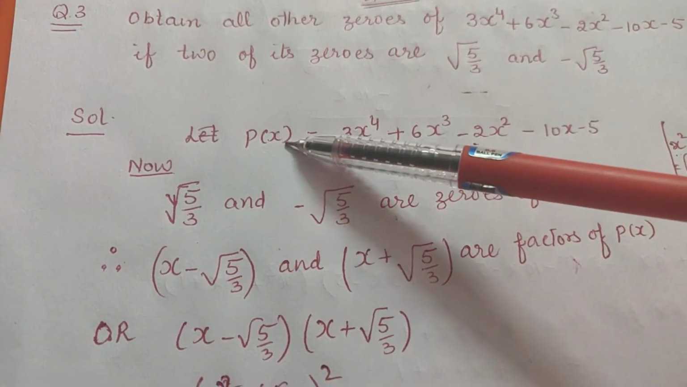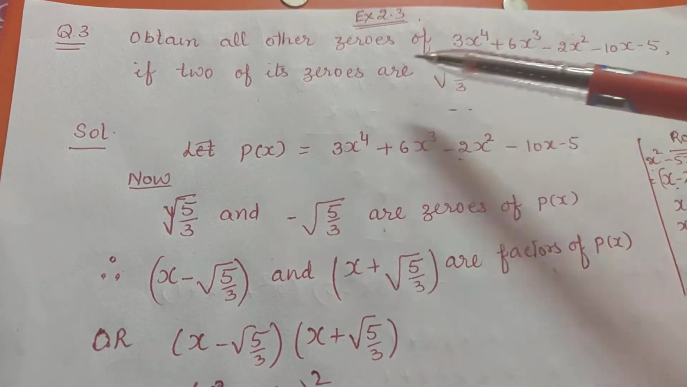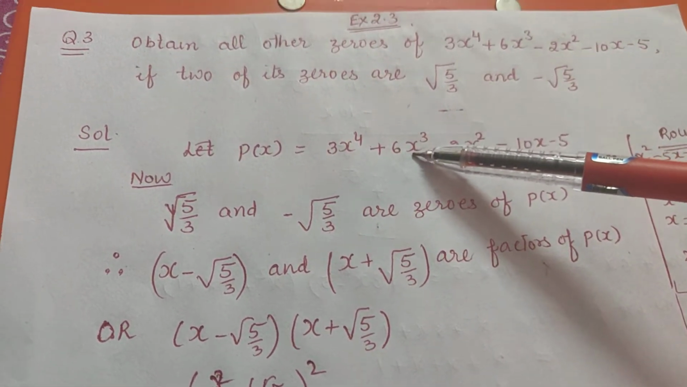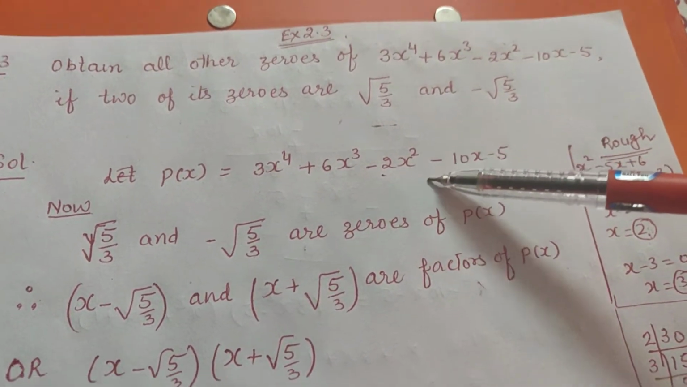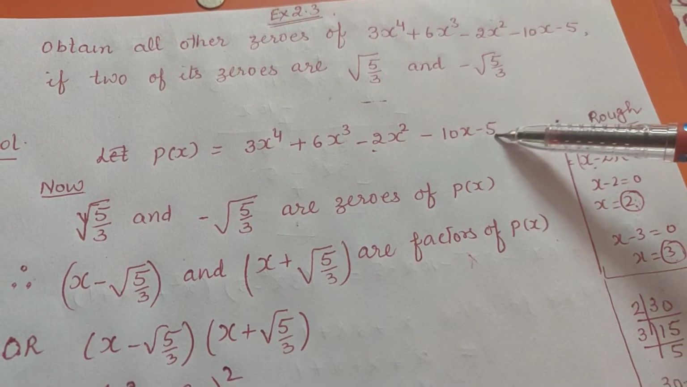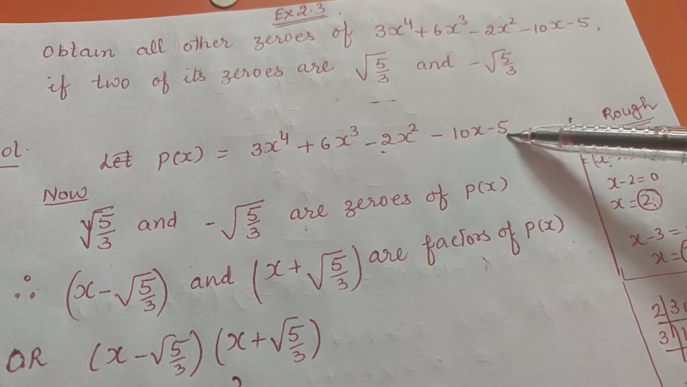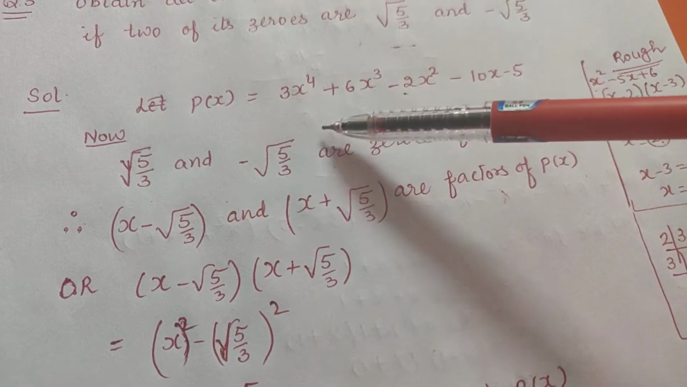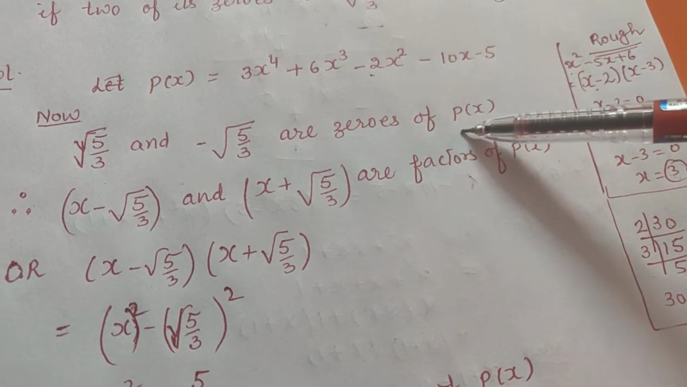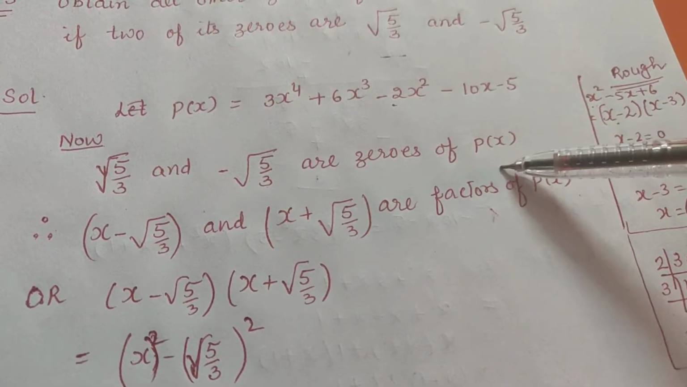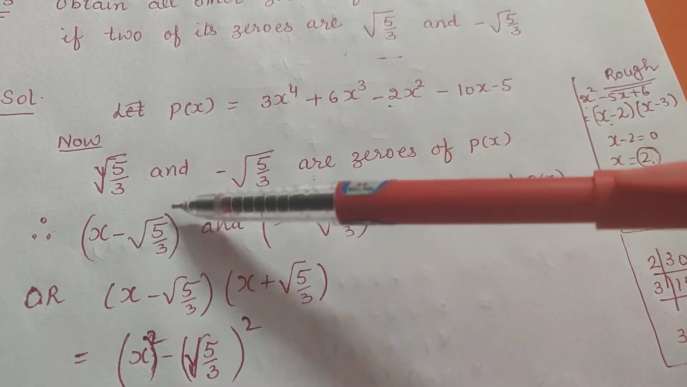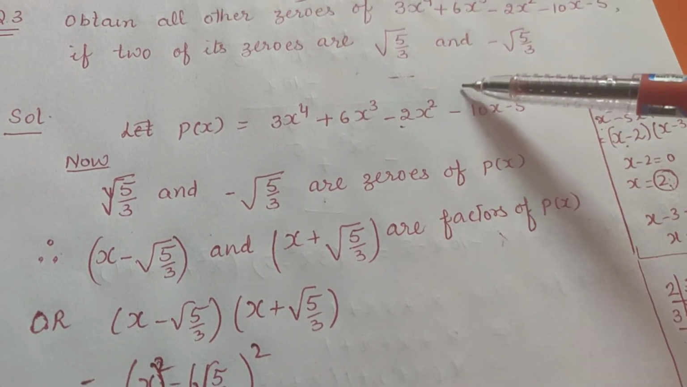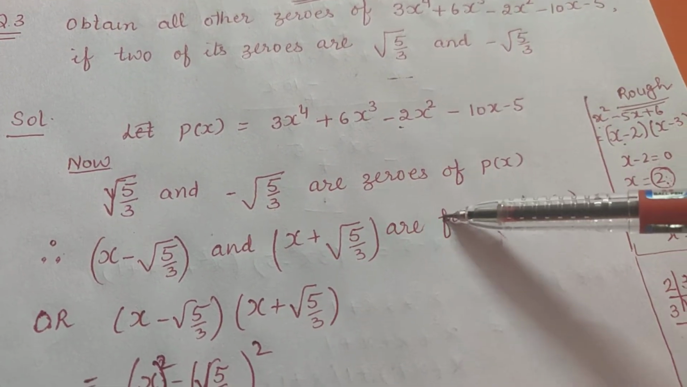First of all, we have written the given polynomial as px. Px is equal to 3x raised to the power 4 plus 6x cube minus 2x square minus 10x minus 5. Now children, you are given that root 5 upon 3 and minus root 5 upon 3 are zeros of px. This is given to you. So if these two are zeros, then these two will be the factors of px. Now what is the meaning of this?